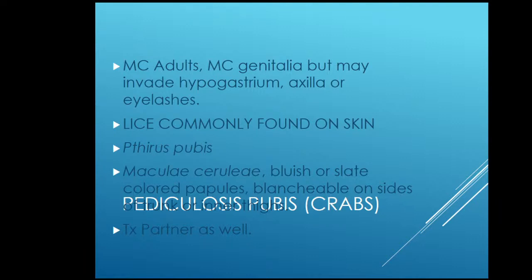Phtirus pubis, this is the crab louse. It is smaller than Pediculus, smaller than head and body lice, and the size of the crab louse is near 1.5 millimeters. This parasite lives on hairs of the genitalia, eyelashes, eyebrows, mustache, and other parts of the body, but it doesn't live on hairs of the head, so all hairs except the head.